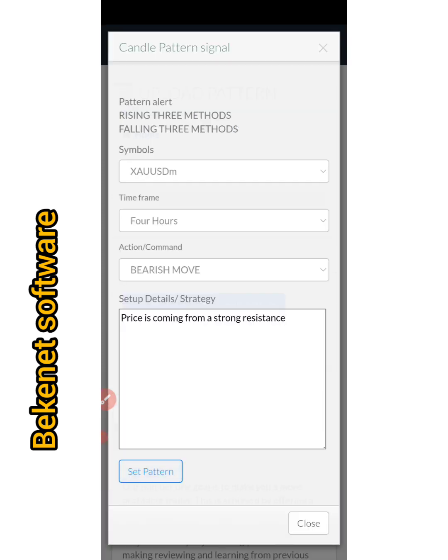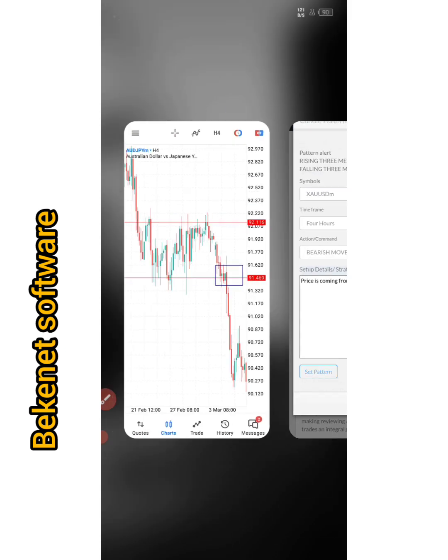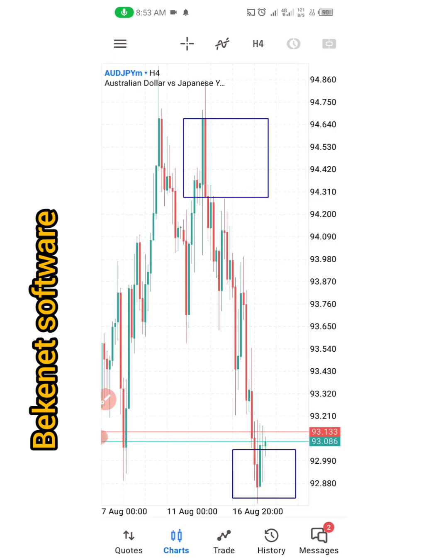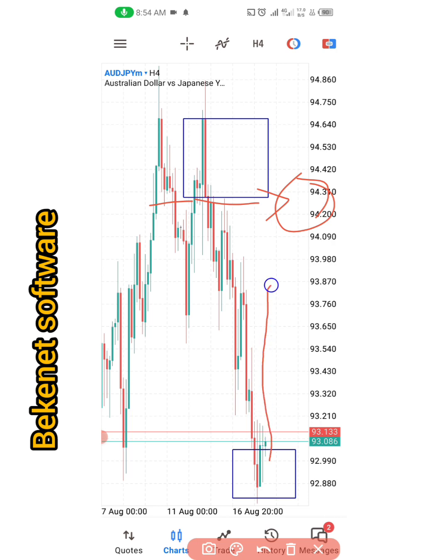So immediately I click on this, my alert is set already, so I don't need to do anything. The network is slow, but they're saying the pattern has been set. This will save me all the energy of waiting. It's 4 hours, so it saves me from looking at the chart all the time, because I already know that once price moves up, it's coming down to take out this zone. So it needs to gather a lot of momentum, go up, form something like this, then I will start selling.